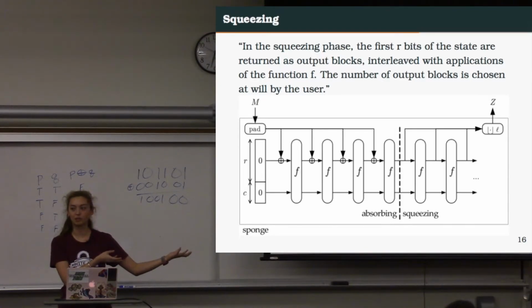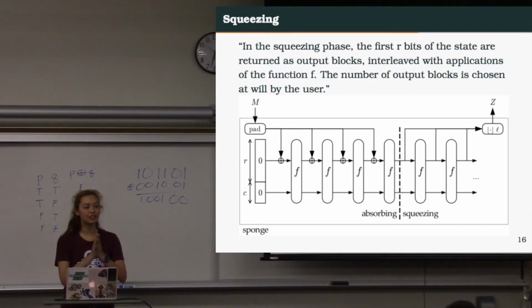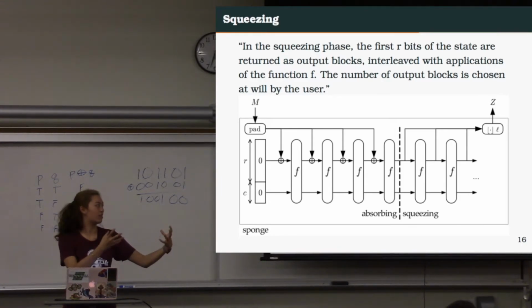Does that make sense for the squeezing phase? What we did is we took some input, interleaved it with F, and grew this sponge, and it absorbed all the information. Now we're doing the same thing, just doing F again, but in this case F is squeezing out blocks.